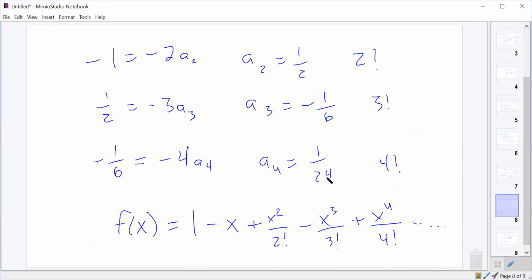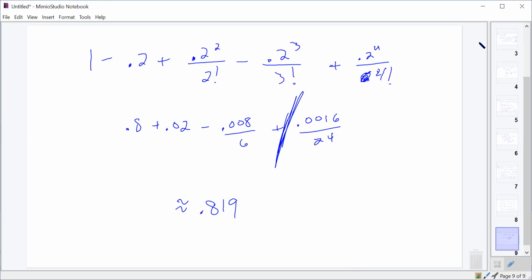And so then once we know the pattern for how a sub 2, a sub 3, a sub 4, a sub 5 work, we should be able to plug it back into our original function of f of x, which was, we started off with 1 minus x from a sub 0 and a sub 1, and then put in our a sub 2 x squared and our a sub 3 x cubed and our a sub 4 x to the fourth and so on. And once we had that, it wanted us to evaluate it, so we just plugged it in and evaluated it until we were at the right number of decimal accuracy.